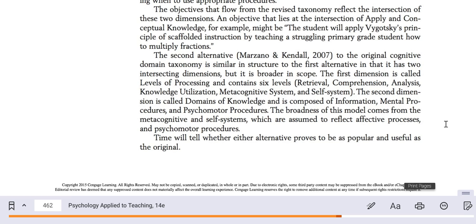The broadness of this model comes from the metacognitive and self-systems, which are assumed to reflect affective processes and psychomotor procedures. Time will tell whether either alternative proves to be as popular and useful as the original.